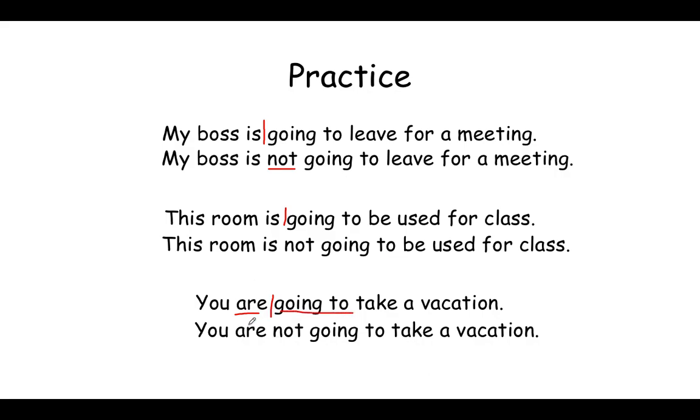Are is the form of be, which not comes after, and it comes before the words going to, because this is the future tense, right? This is what's telling us it's in the future. You are not, see, we put that in, going to. We have going to right here and are right here, so it just comes in between them. You are not going to take a vacation.